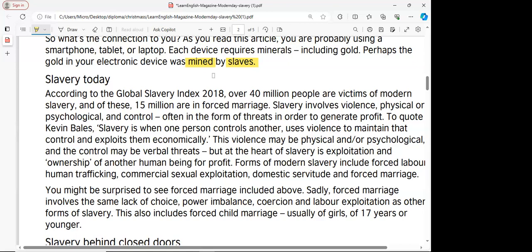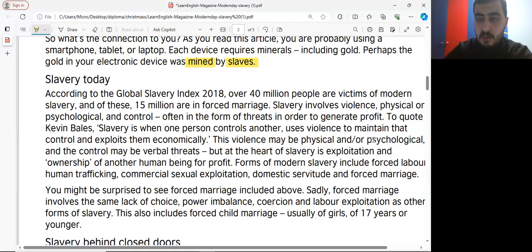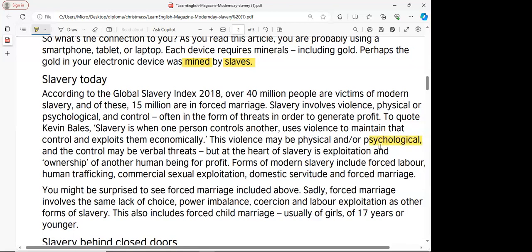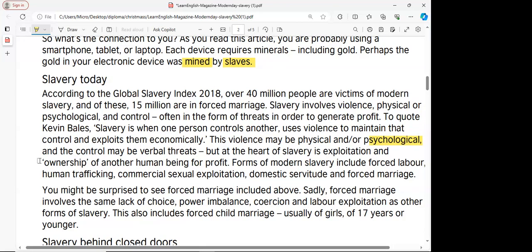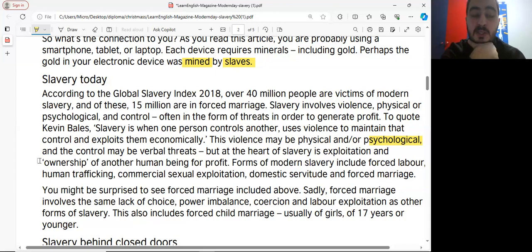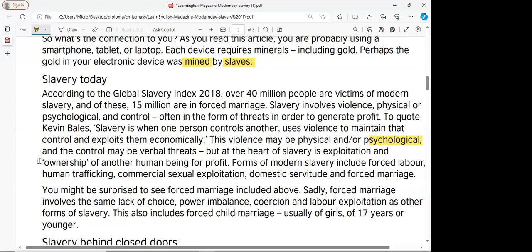psychological. Good job. Keep going. And the control may be through threats. But at the heart of slavery is exploitation.